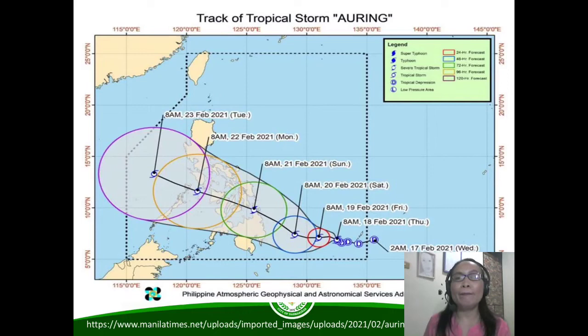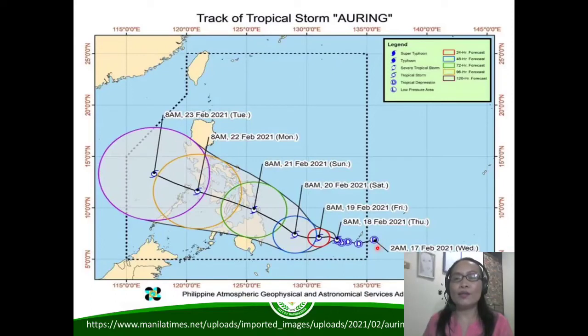So here is another map which also shows a track of Tropical Storm Oring in February 17 of 2021. This is the latest typhoon that had entered our country. Ngayong taon lang ito, noong February. Looking at its initial position, so tingnan natin kung saan yung kanyang initial position. It was in February 17, 2021. That was Wednesday at 2 a.m. So, this is the point coordinate. So, as you can see it, hindi pa siya nakapasok sa Philippine Area of Responsibility or PAR.